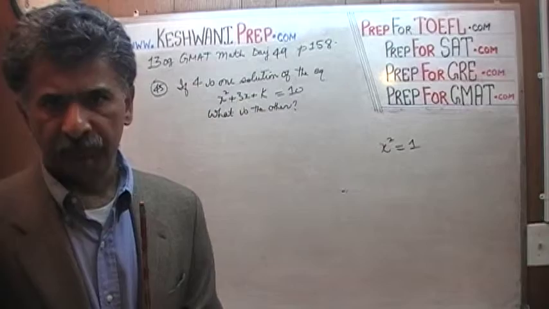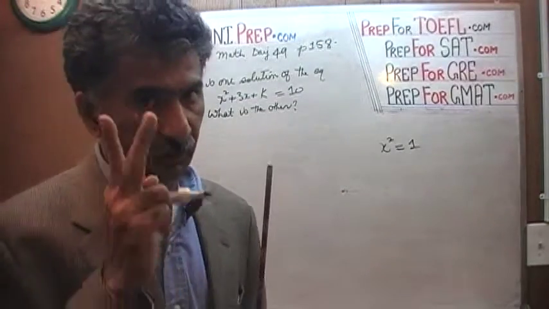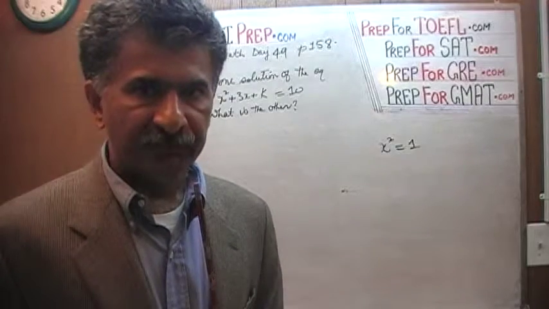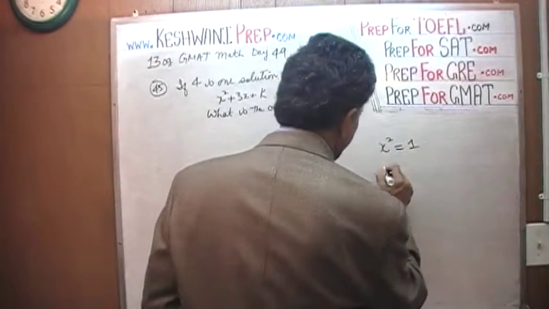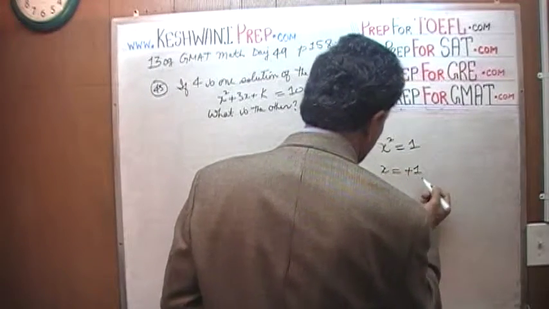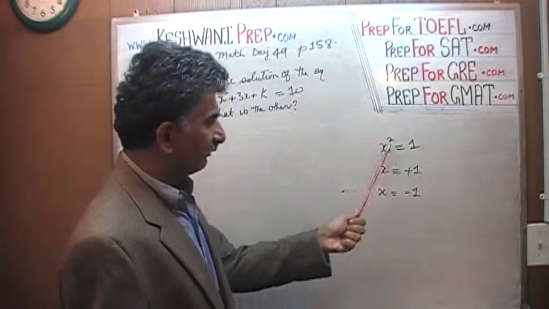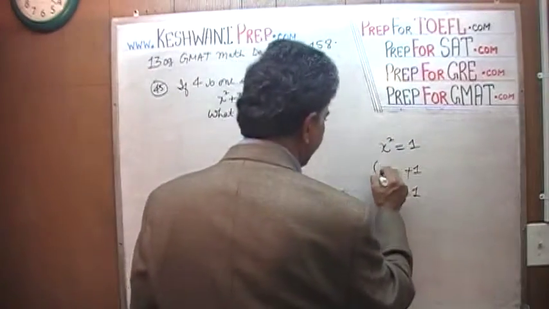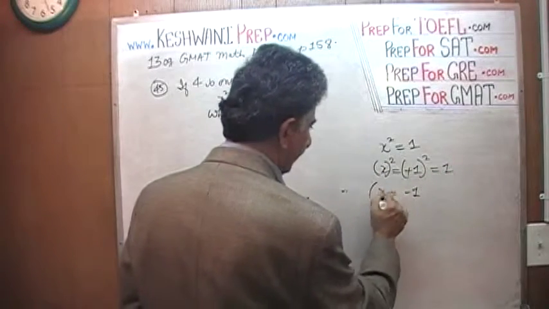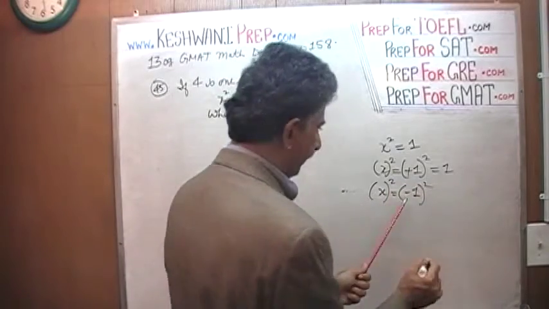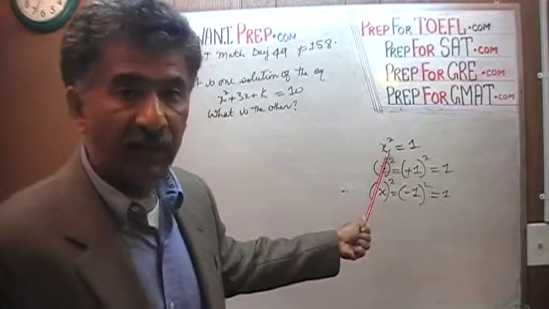It has two solutions. What are the values of x? You see plural, because there are two of them. What are the values of x which will satisfy this equation? x equals positive 1 would work, and x equals negative 1 would work. Both of these values will satisfy the equation, because positive 1 squared is 1, and negative 1 squared is 1.